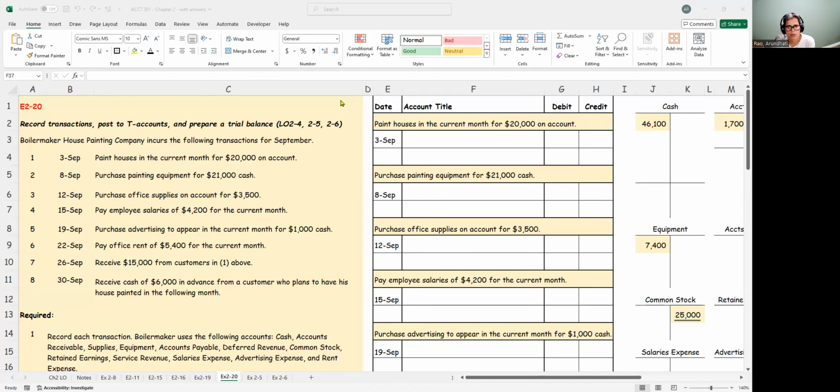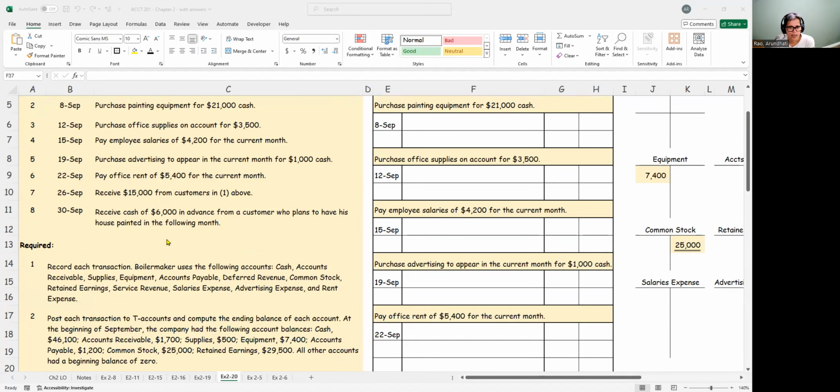Welcome back. We're going to look at one more exercise in which we will record transactions in the journal, post to the T account, and prepare the trial balance. We've been given 8 transactions, and we've been given the accounts that we need to use. This is a chart of accounts, and it gives us a list of the account names.